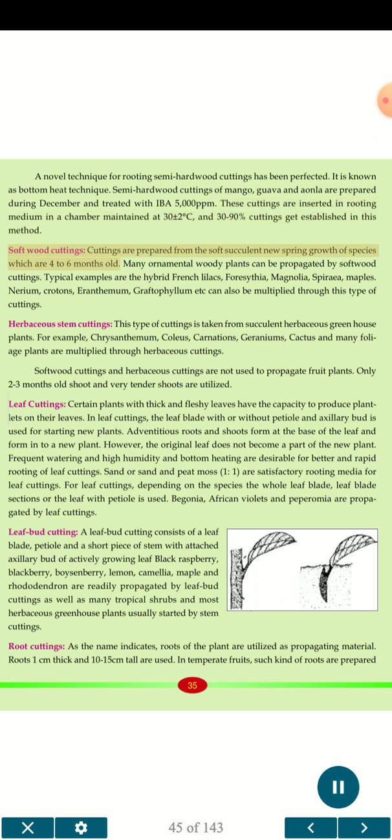Softwood cuttings. Cuttings are prepared from the soft succulent new spring growth of species which are 4 to 6 months old. Many ornamental woody plants can be propagated by softwood cuttings. Typical examples are the hybrid French lilacs, forsythia, magnolia, spirea, maples. Nerium, crotons, aralia, graptophyllum etc. can also be multiplied through this type of cuttings.